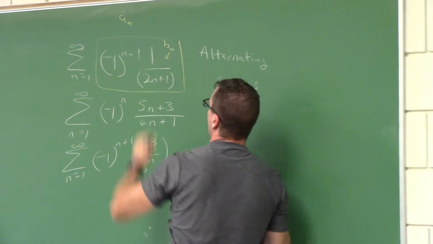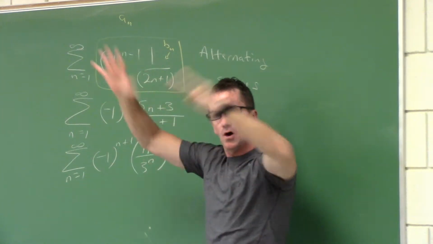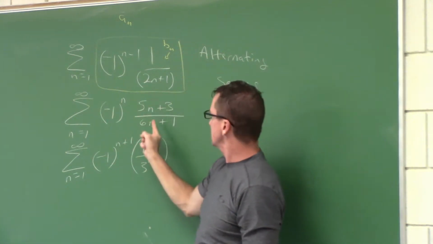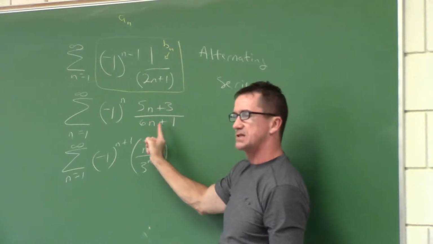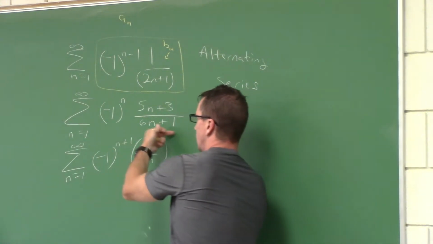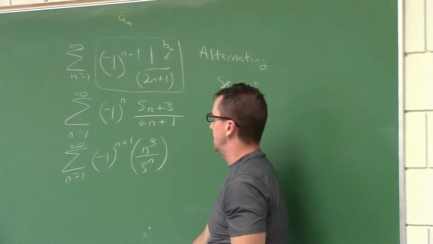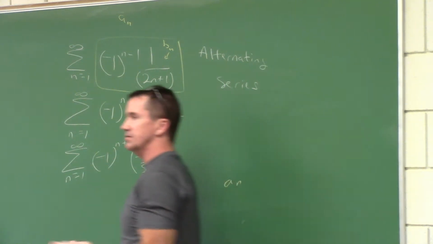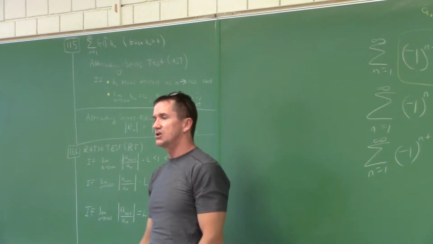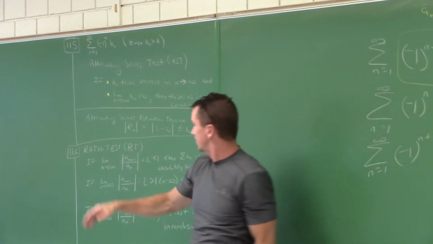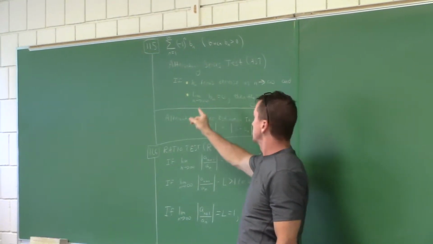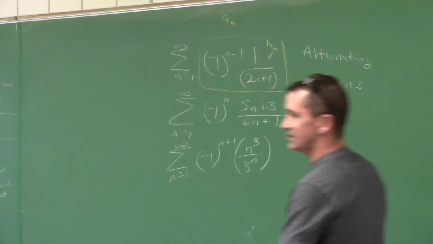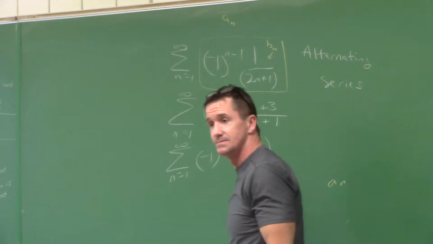So this 1 over 2n plus 1 will be b sub n, but a sub n will also include the -1 to the n minus 1. Same thing here: all this will be a sub n, but let's refer to b sub n as the 5n plus 3 over 6n plus 1. Or in this example, all this right here we'll think of as the sequence a sub n, but just the n cubed over 3 to the nth we'll refer to as b sub n. Cool. This is a great test, because you're pretty sure you're going to try it every time you see a -1 to the nth or -1 to the n plus 1. Two things have to hold: the terms have to decrease as n approaches infinity, and the limit of b sub n just has to equal 0. And that's it. It's a pretty cool test to try, but if the limit's not equal to 0, we can't use it.